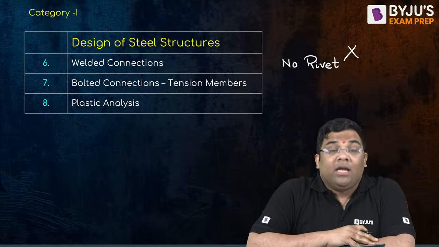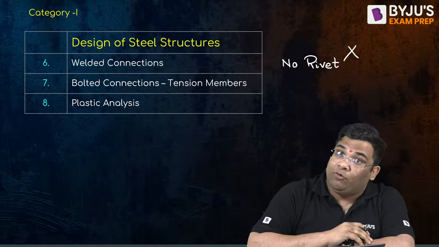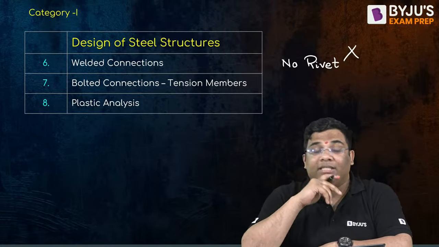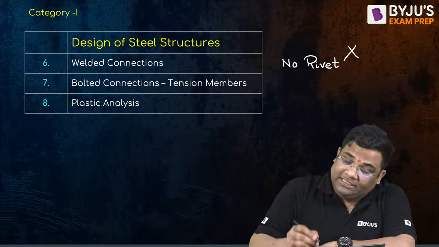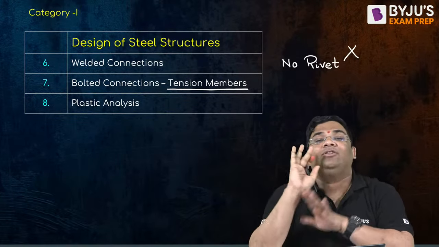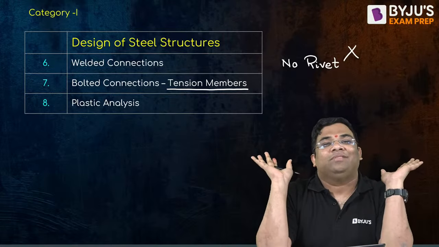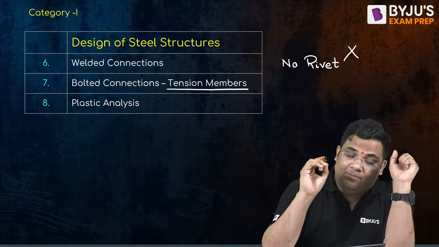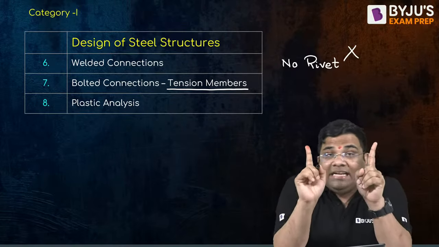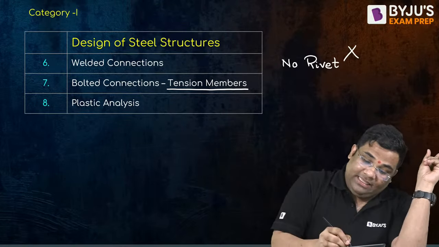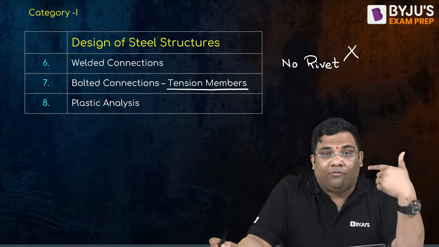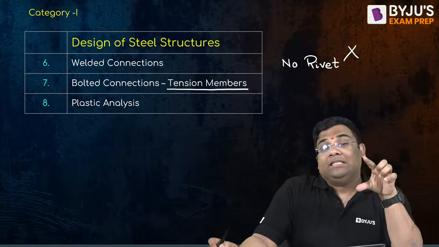Now, welded connections are very important for your GATE examination. And then the bolted connection. Tension members are an extended version of bolted connections, so they are included in bolted connections only. And then welded connection and plastic analysis. These three topics you should complete. We'll have sessions also, so we'll understand what type of questions are asked. But this is topic discussion.